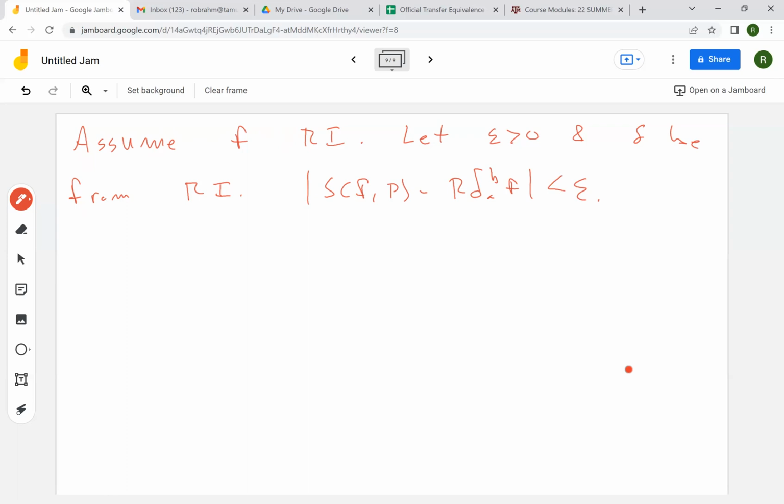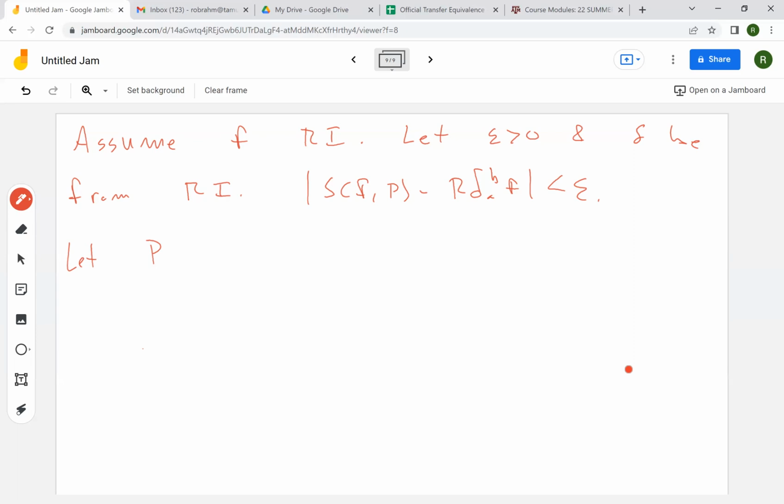Okay, so now we need to find a partition so that U of f, P minus L of f, P is less than epsilon. That's what we want to do. So let P be a partition. I want to use a theorem from the first video in this lecture that says if you can find a partition where U of f, P minus L of f, P is less than epsilon, then the function is Darboux integrable.